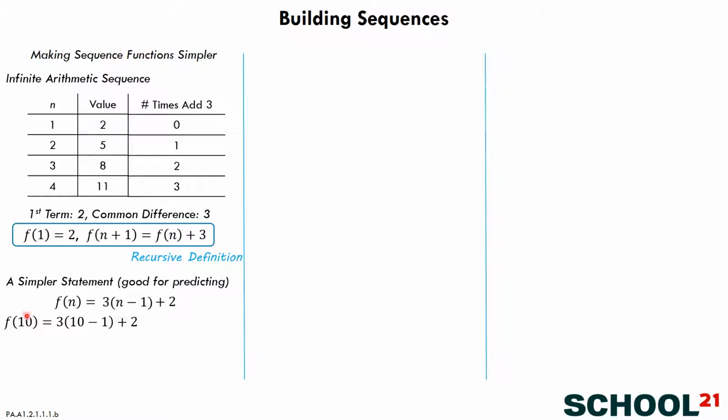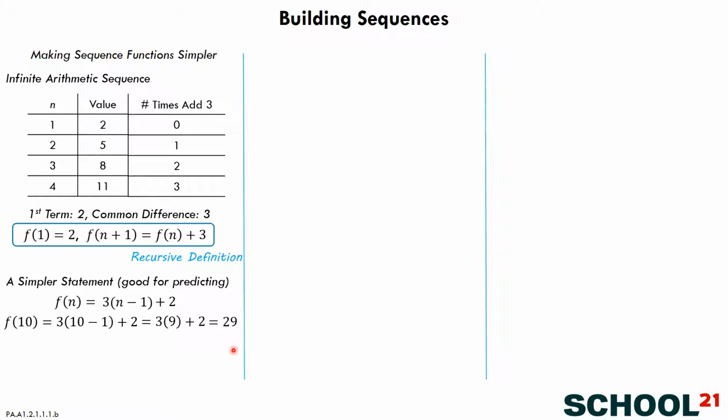So we'll say, okay, f of 10 equals, and then we just put 10 in for n here. So 3 times, instead of n minus 1, it's 10 minus 1, plus 2. Okay, let's go ahead and simplify. What's 10 minus 1? 9. Okay, so we have 3 times 9 plus 2. What's 3 times 9? 27. Plus 2 is? 29. So the 10th term is going to be 29.